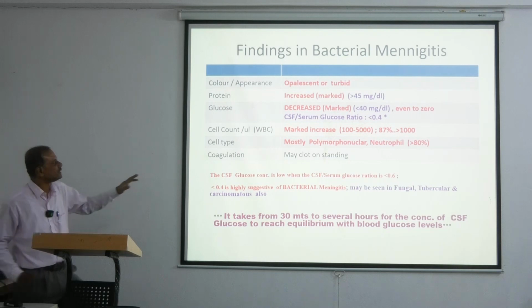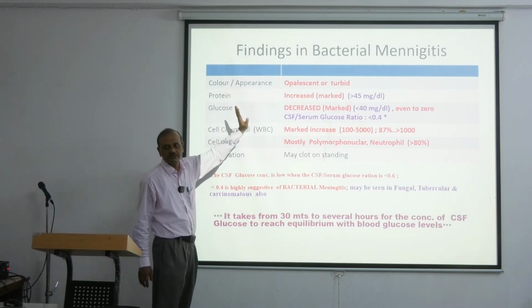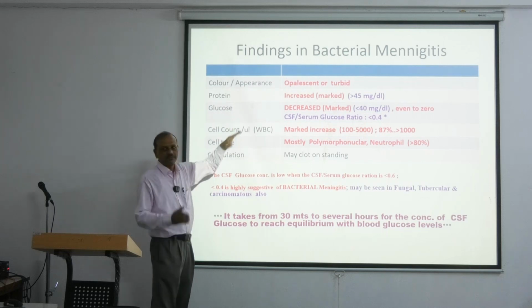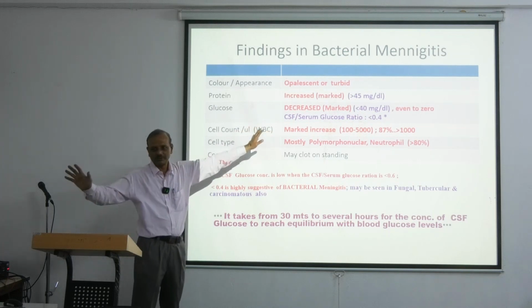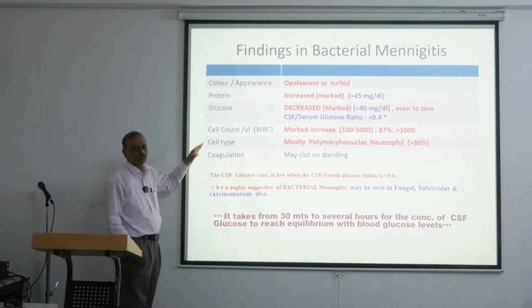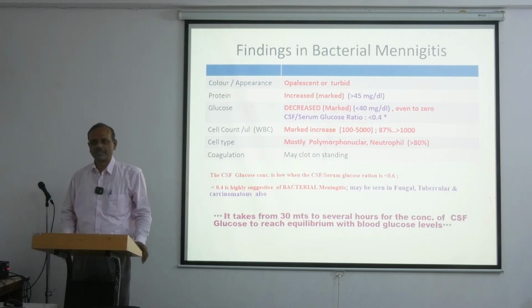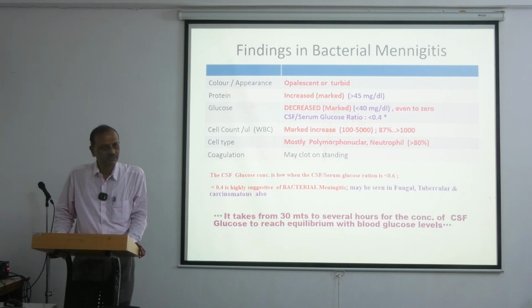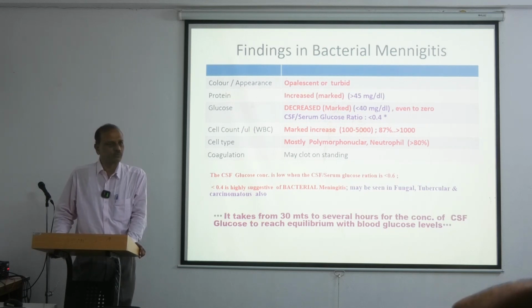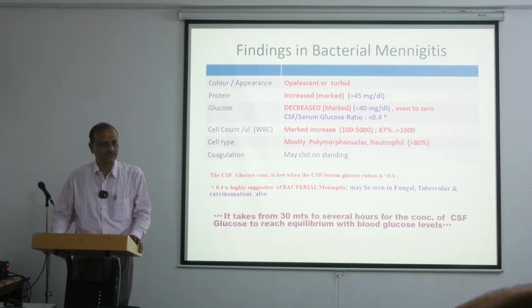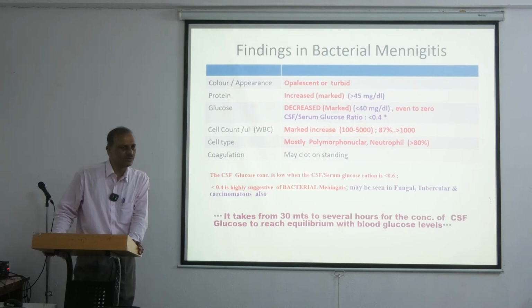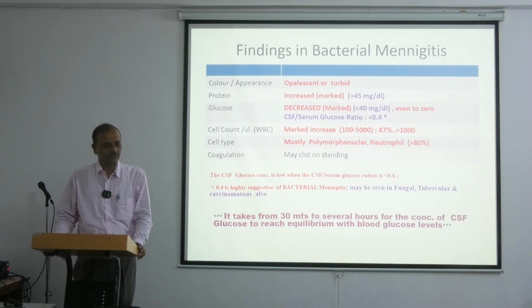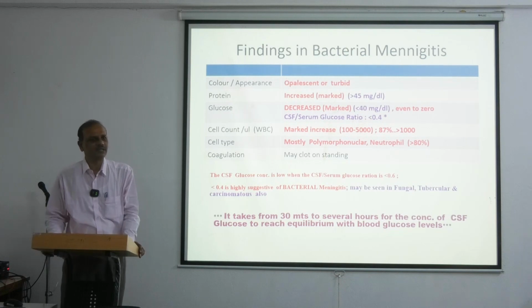So findings in bacterial meningitis: the appearance will be opalescent or turbid. Protein is increased markedly because there is marked inflammation, so protein will be more than 45 always. It cannot be normal. Glucose will be decreased severely. Why? Because bacteria will consume glucose. The polymorphonuclear leukocytes will come to control the infection, so they will try to consume glucose. So the glucose level will be very low, and it can be zero also. If there is frank pus, practically you will not get any glucose level.